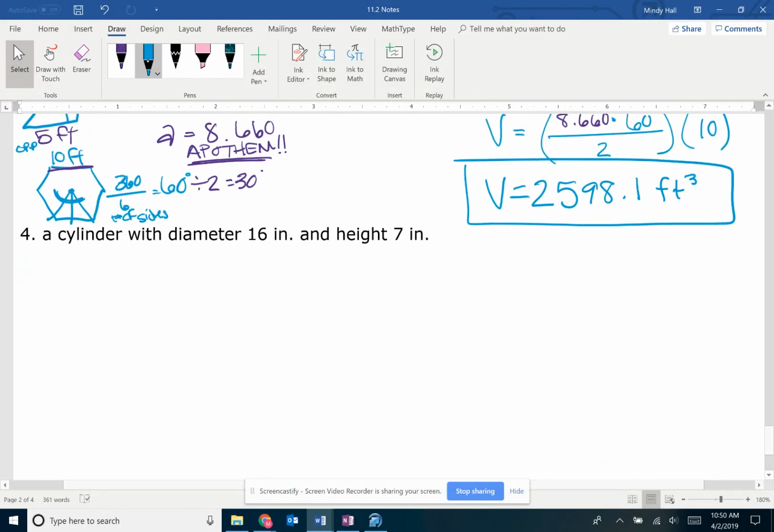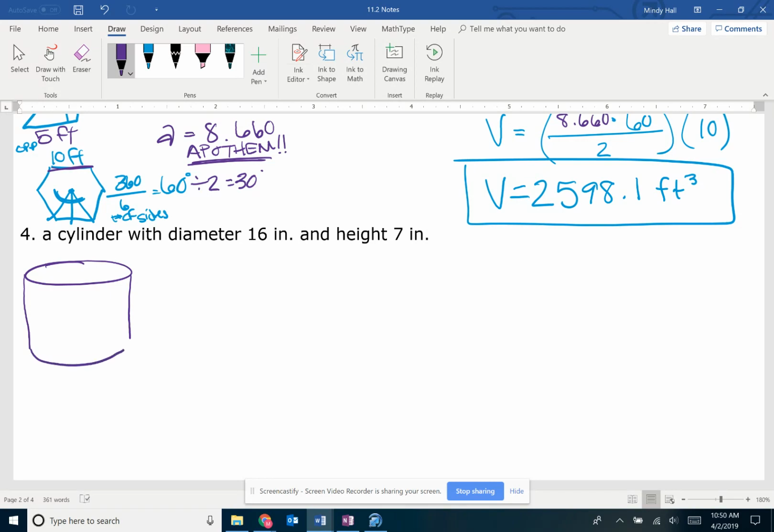So last but not least is a cylinder. So if you want to draw a picture, you draw an oval. Then from the edges of your oval, you just go down. And then you just make a little curvy line at the bottom. And if you want, you can even continue it out through the back. Kind of up to you.